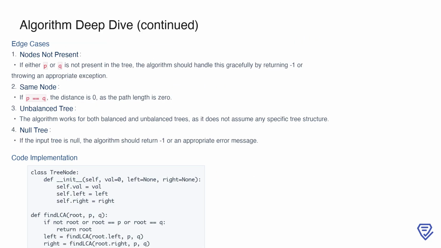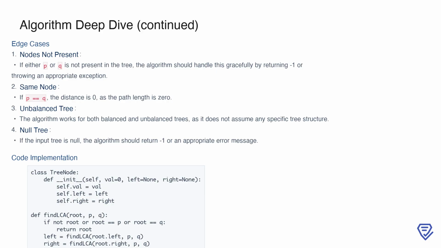It's important to consider edge cases to ensure the algorithm is robust. First, if one or both nodes, P or Q, are not present in the tree, the algorithm should handle this gracefully by returning -1 or throwing an appropriate exception. If the nodes are the same, meaning P equals Q, the distance is 0 because the path length is 0. For unbalanced trees, the algorithm still works correctly since it does not assume the tree has any specific structure. Finally, for a null tree, where there are no nodes at all, the algorithm should return -1 or an appropriate error message.